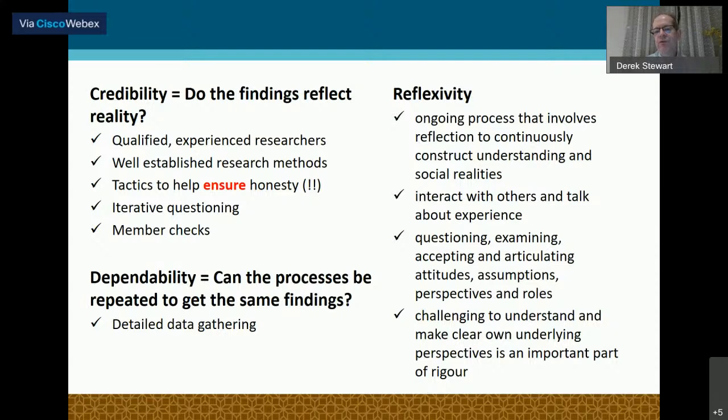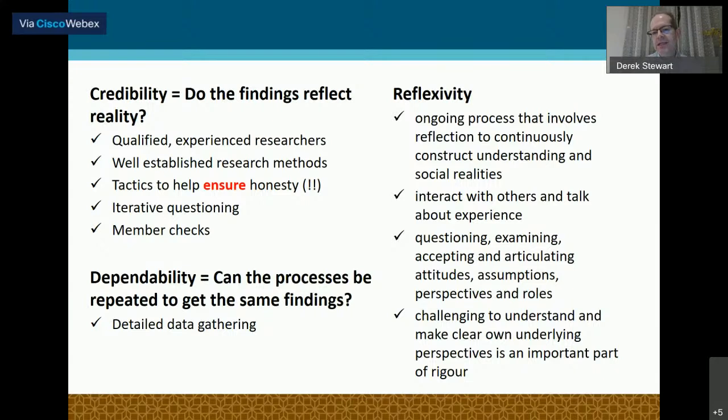We might use iterative questioning, to keep probing, to keep going back to the same issues, to really see that we're getting consistent descriptions of what people think. And there's this thing called member checking. Once we've collected or generated data and transcribed it, we put it back to the interviewee to say, does this seem real? Do our findings seem real? Dependability is really just: if we do the same thing again, are we likely to get the same finding? So we need detailed data gathering, as well as our qualified, experienced researchers and well-established methods.